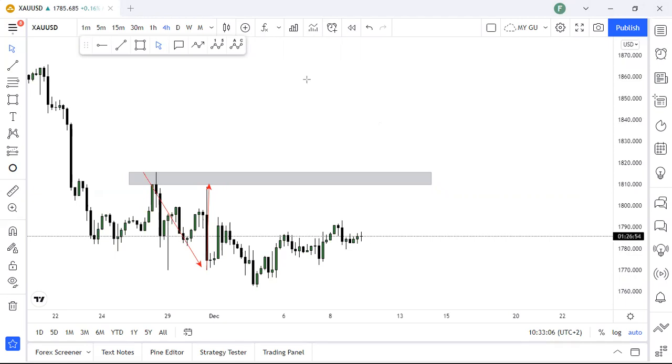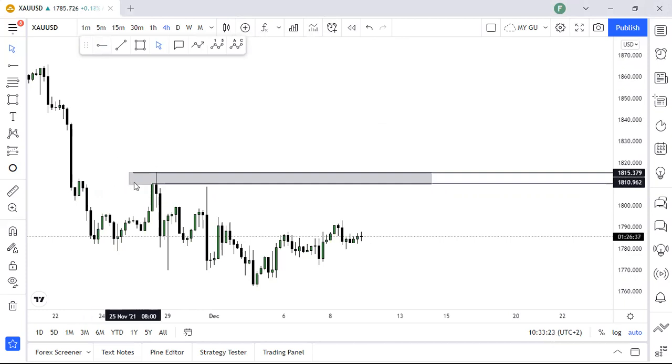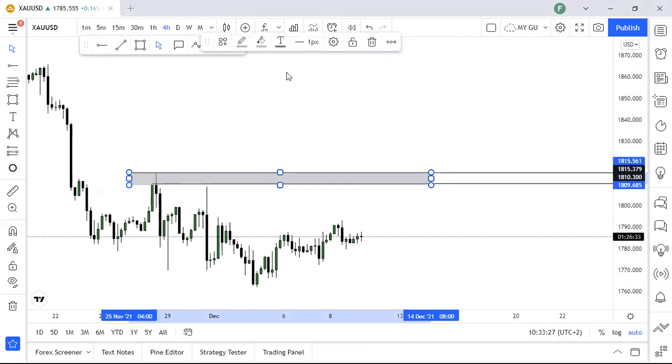Yeah. However, what I wanted you to do yesterday was, wherever you put your box, I want you to put a line on the high, and then on the low of your box. Once you've put your high and the low, then you can experiment.